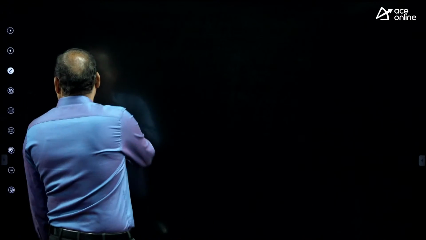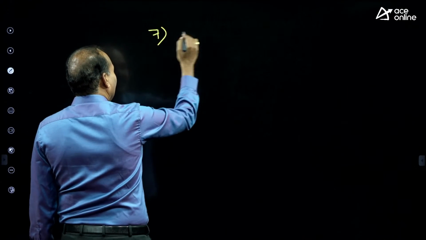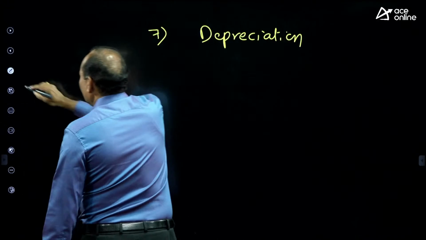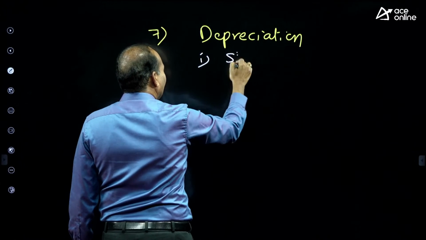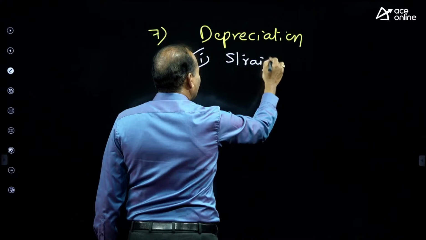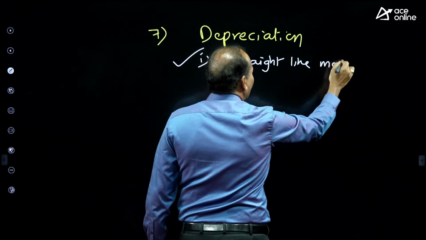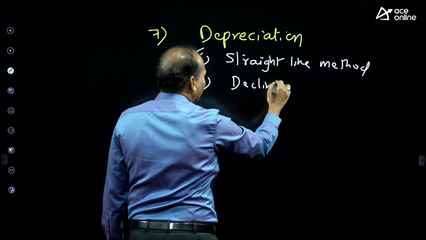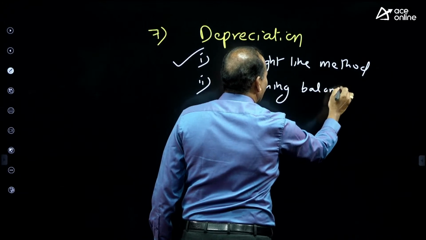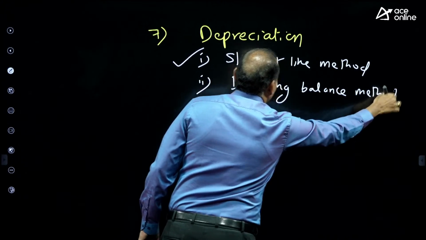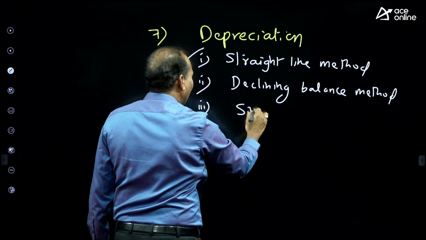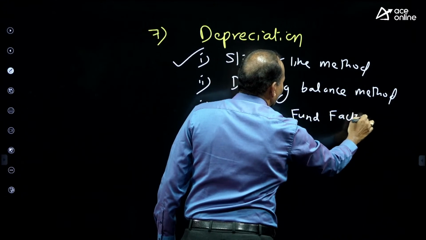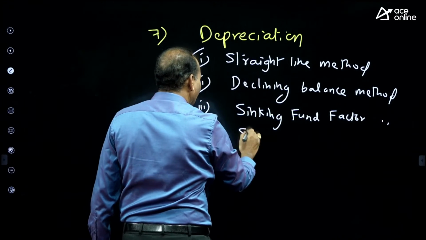And next, if time permits, the last topic would be depreciation. Depreciation. Different methods we had: straight line method, very, very important; declining balance method; sinking fund factor method; and last one, sum of years digit method.